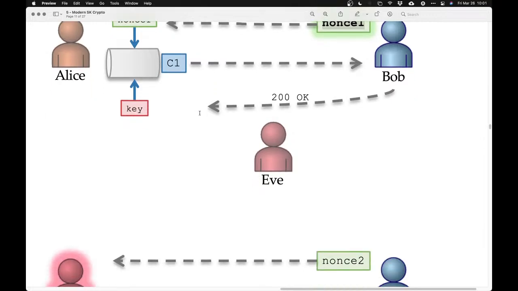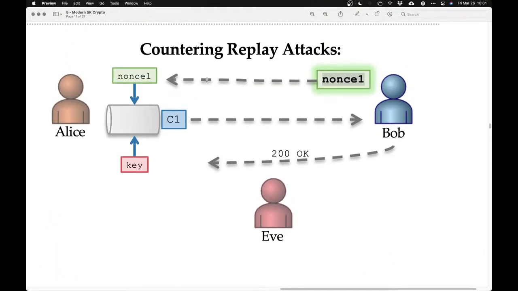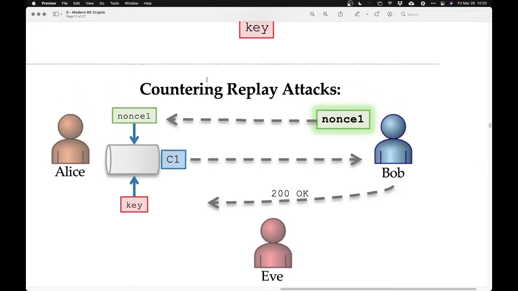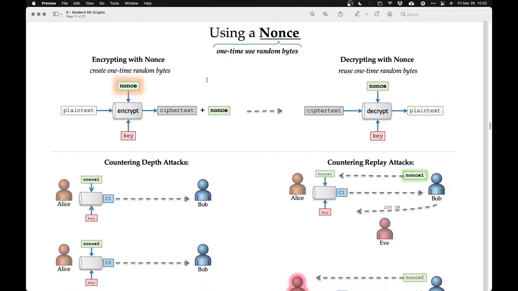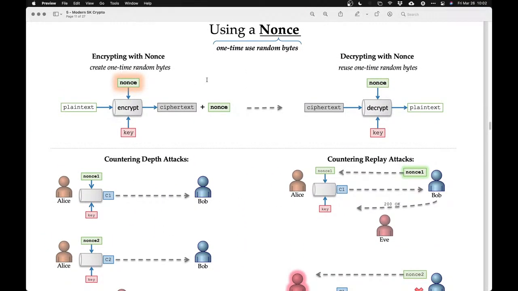Okay? So by Bob generating the nonce, it defeats the replay attack because the replayer cannot use a previous nonce. They have to get the nonce from Bob every single time. Otherwise, it won't work. The cryptography will not work. This is a really clever little trick. There's 2 ways of using the nonce.